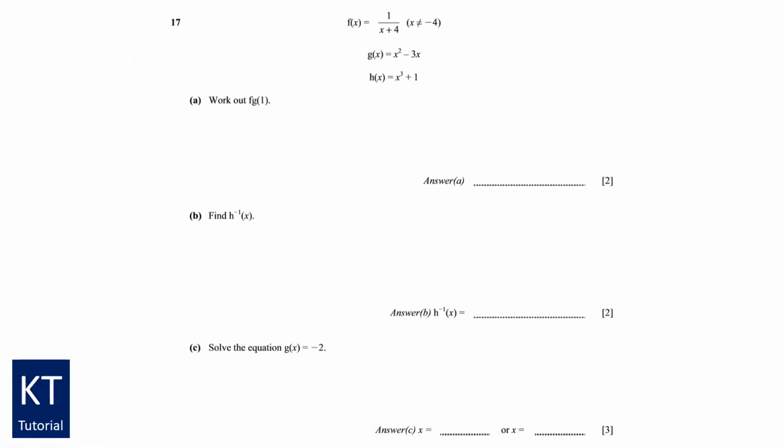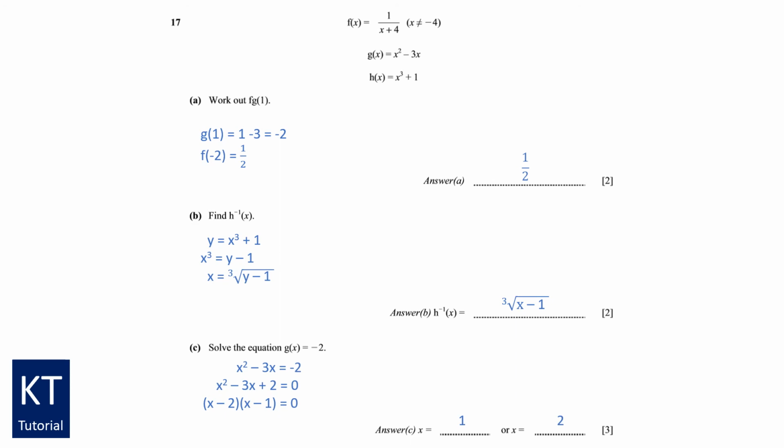Question 17. Work out the function fg^-1. The math should take us to half. Next, find the inverse of h. By letting y equal to the function h(x) and making x the subject in terms of y, the inverse function of x will take this form. Next, solve the equation g(x) equals minus 2. By rearranging the equation and factorising, we could solve for x being equal to 1 and 2.